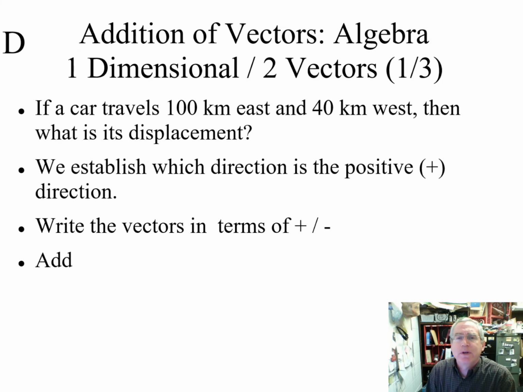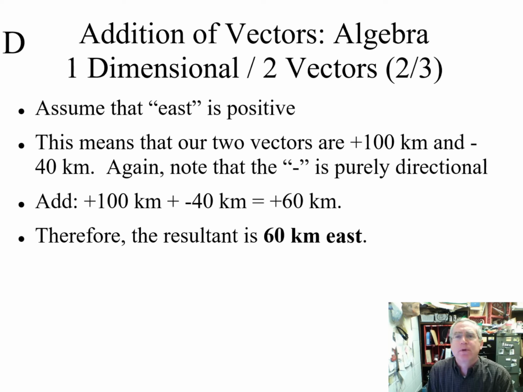Now we have the one-dimensional, two vectors, doing it algebraically. So this is a small foray into algebra. We establish a positive direction, which I'm just going to make east as the positive direction in this one. Because it's a one-dimensional problem, I get away with indicating direction with just a plus or minus sign. I don't have to use i hat or j hat. My 100 kilometers east becomes positive 100 kilometers. My 40 kilometers west becomes negative, and if you don't see the negative sign, it unfortunately got caught over here. So that's negative 40 kilometers, because the negative indicates that it's to the west.